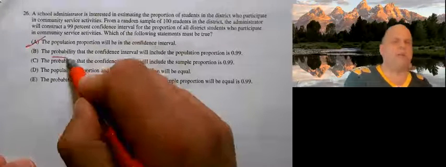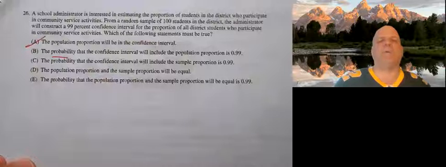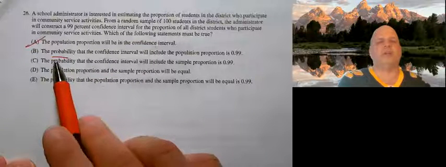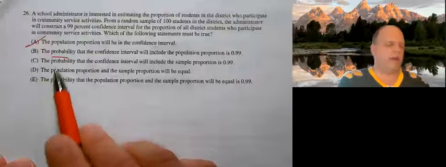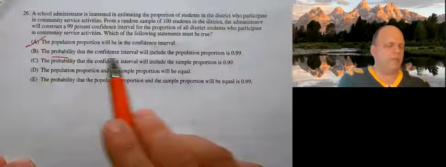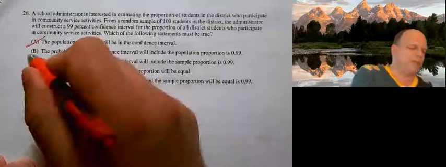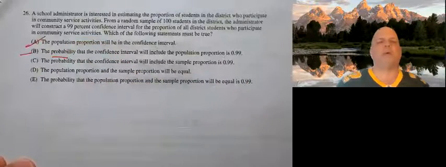Here they use the word probability. They should not have done that. So we're going to come back to this one in just a moment. I fault them on this because they use probabilities on these and they should not have. The probability that the confidence interval will include the proportion is 0.99. That's probably not it, but we're going to mark it anyway as a possibility.